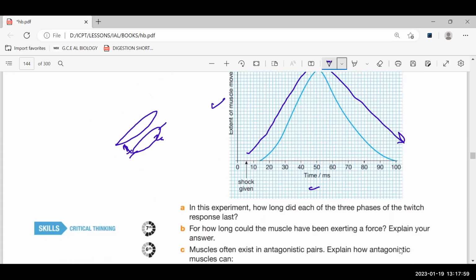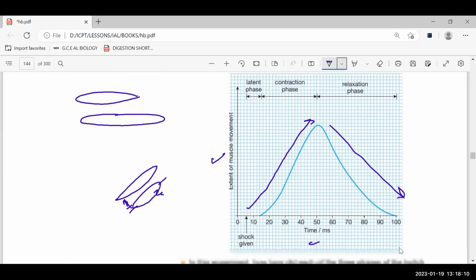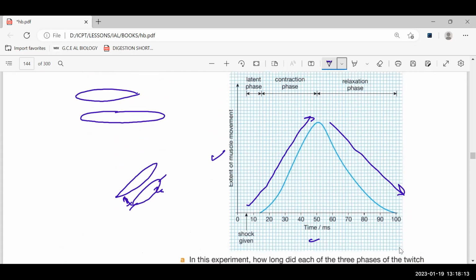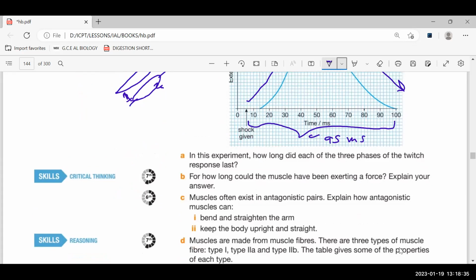In this experiment, how long did each of the 3 phases of the twitch response last? So there are 3 phases: latent phase, contraction phase, relaxation phase. So starting from this point, the end is 100. So 100 to this is 95. 95 milliseconds. Total duration is 95 milliseconds. For how long could the muscle have been exerting a force? Explain your answer.